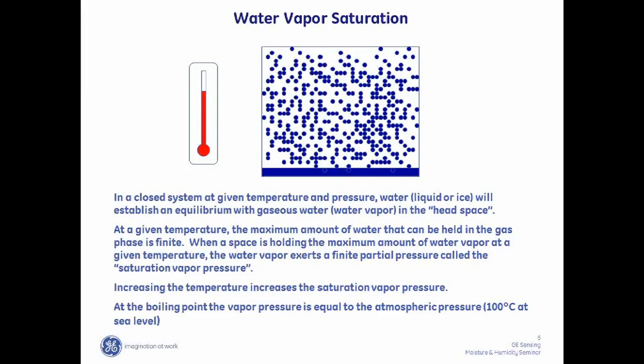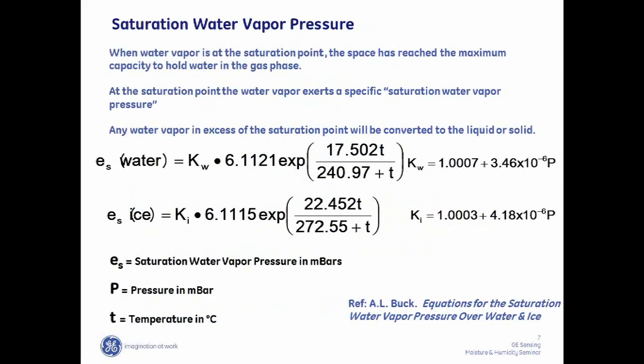Well, here are the equations for determining the saturation water vapor pressure, and the key variable here is the temperature. So that at a given temperature, we can determine the saturation water vapor pressure. Of course, you can put this equation into an Excel spreadsheet, or there are several software packages. In fact, if you go to our website, you can download a program called HCon that will run the calculation for you.